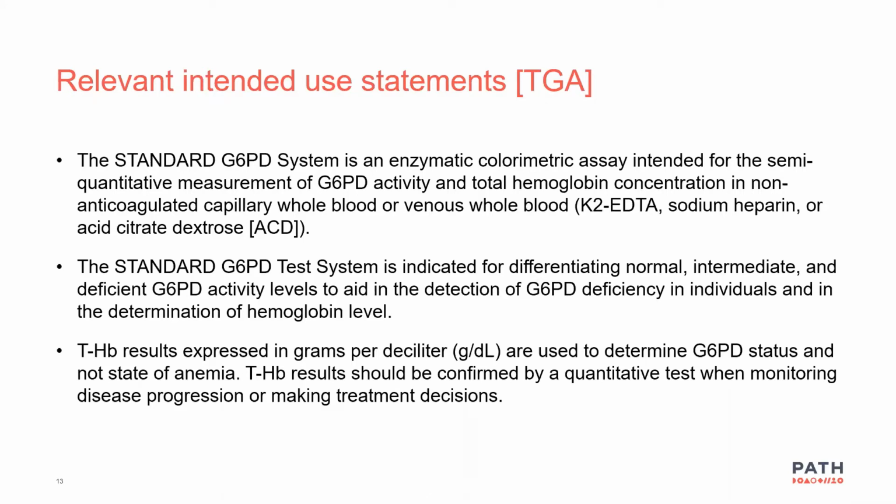And this is used primarily to determine G6PD status, but should be confirmed or used cautiously when used for monitoring disease progression or making any decisions about maybe treating anemia or not treating anemia. So that's not the primary use of the hemoglobin result in this case. It's mostly to help determine the G6PD status.